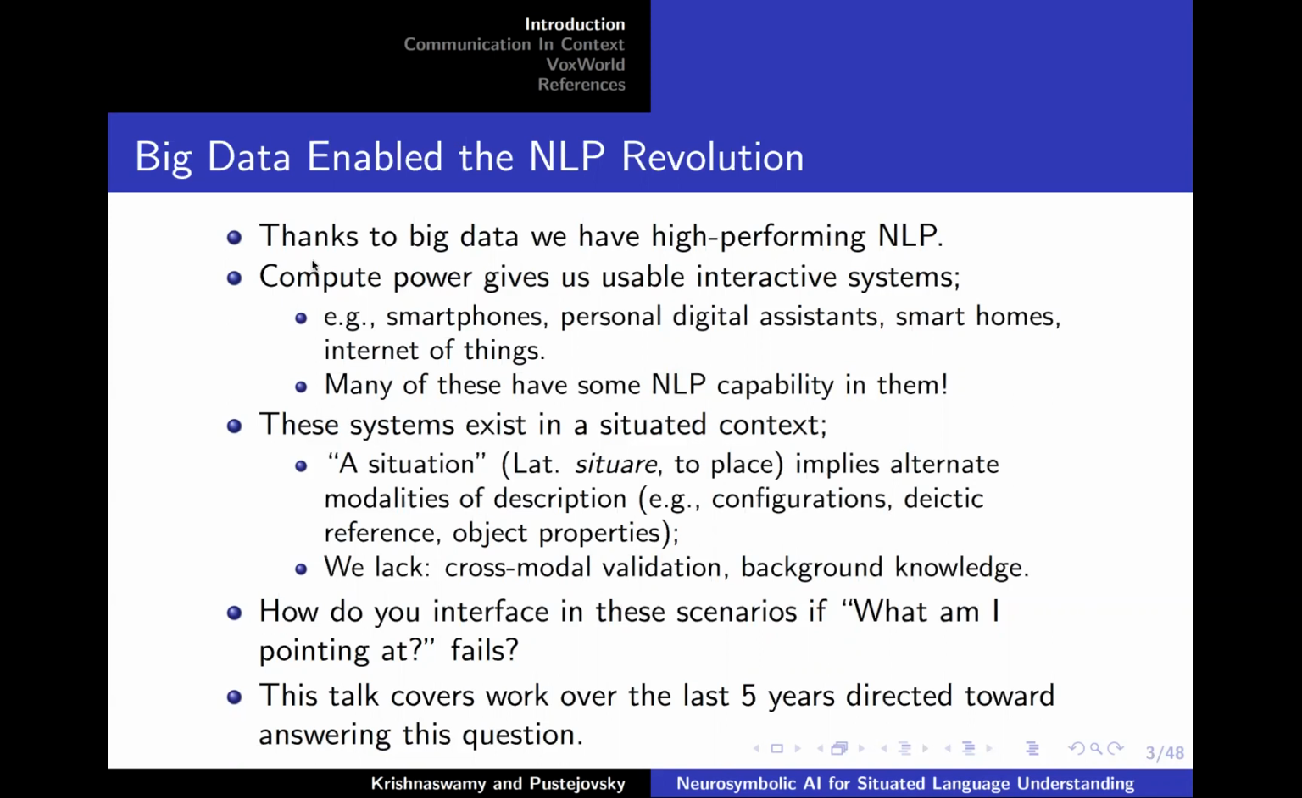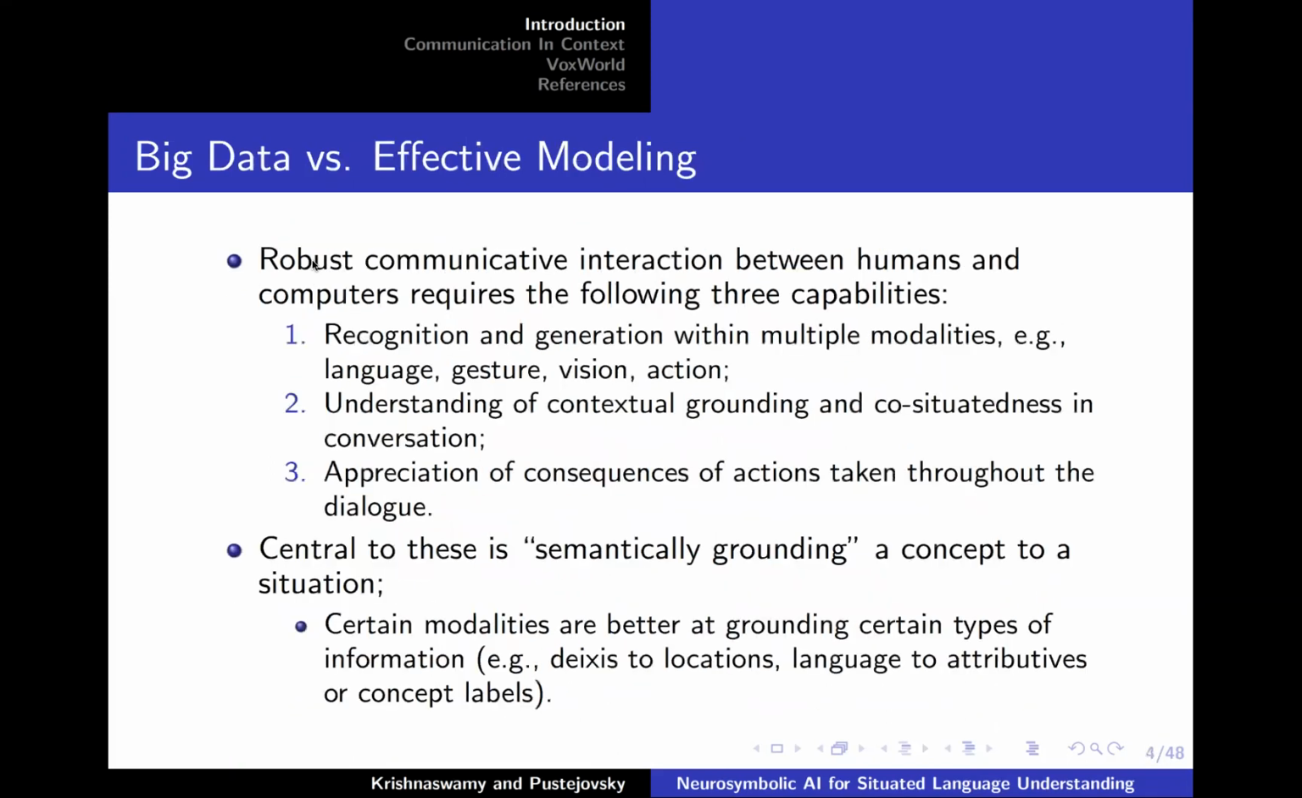This talk covers work over the last approximately 5 years that's directed toward answering this question, so there's a lot of stuff to get into. So robust communicative interaction between humans and computers requires the following capabilities: recognition and generation within multiple modalities, understanding of contextual grounding and co-situatedness in conversation, and all parties must appreciate the consequences of actions taken throughout the dialogue. Central to all these is the notion of semantically grounding the concept to a situation, and certain modalities are better at grounding certain types of information, such as pointing to specific locations, or language for attributives or concept labels.